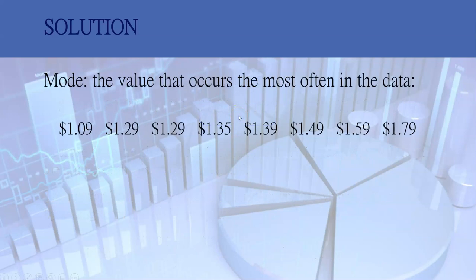And then the mode is the one that comes up the most. And in this case, that would be the $1.29. That one comes up twice. Everything else is coming up just once. All of these things together now are called measures of central tendency. They all will tell you something in the middle of your data.